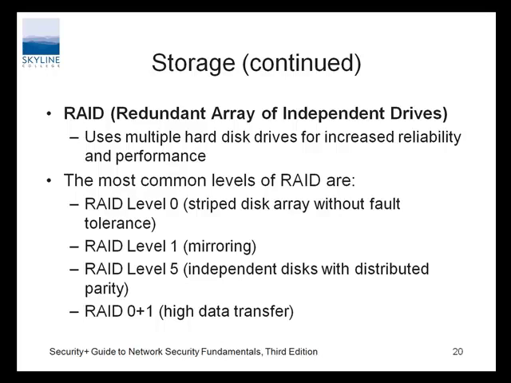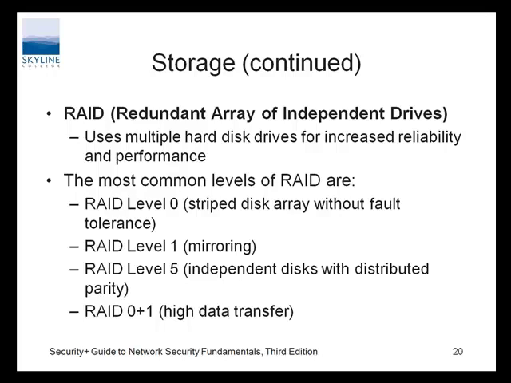RAID 5 is independent disks with distributed parity. Some parity is written on each disk. What the parity stripe does is allows the system, the RAID, to recreate the data if one disk fails. In RAID 5, whatever the formula is, you lose 1 disk's worth of storage. You have to have at least 3 disks. So if we have 3 disks, we lose 1/3 of the storage. If we have 5 disks, we lose 1/5 of the storage. 10 disks, 1/10 of the storage. You lose 1 disk's worth of storage for parity storage.